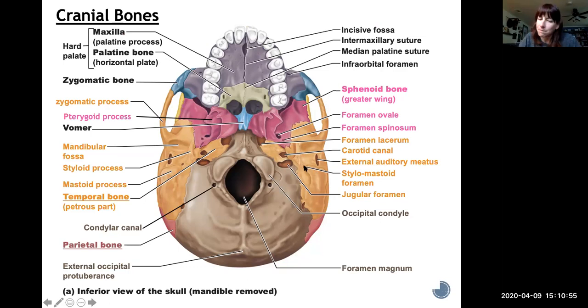Stylomastoid foramen, another blood vessel or possibly a nerve. I don't know. You don't need to know. Again, external auditory canal, styloid process, and mastoid process on this side. Zygomatic process here. Okay. Petrous part of the temporal bone here.